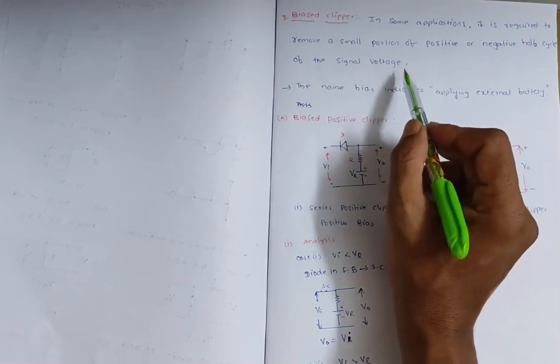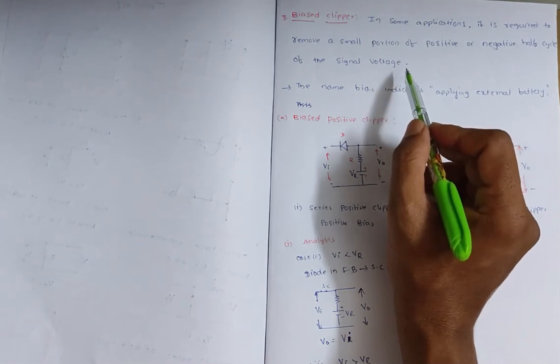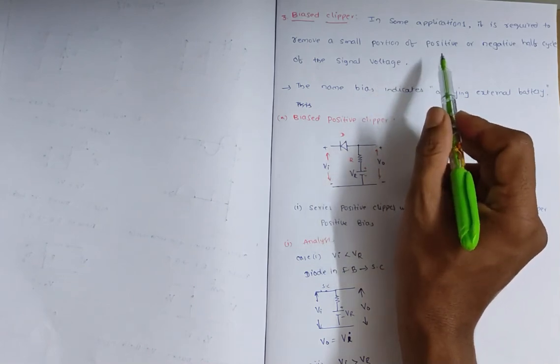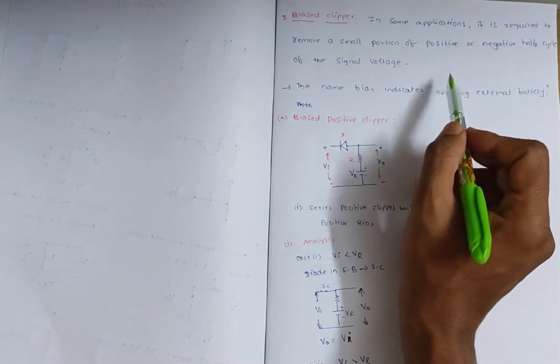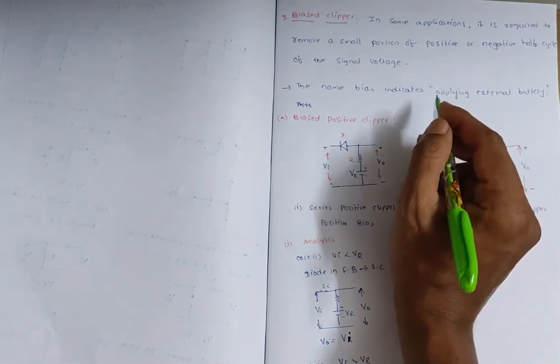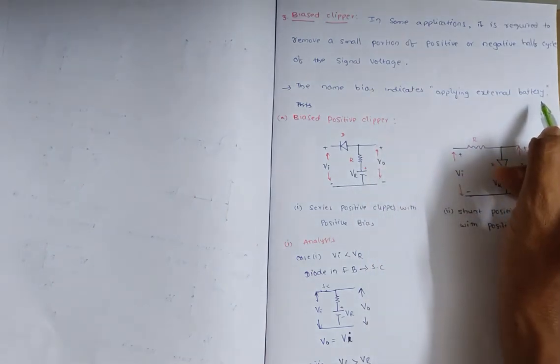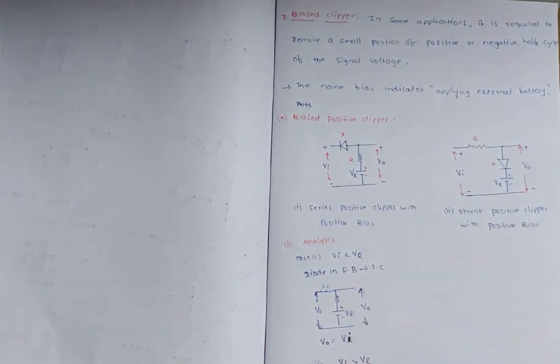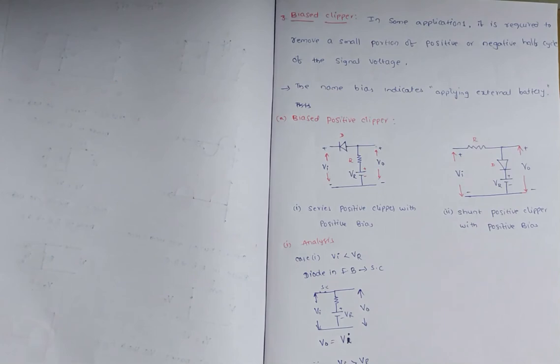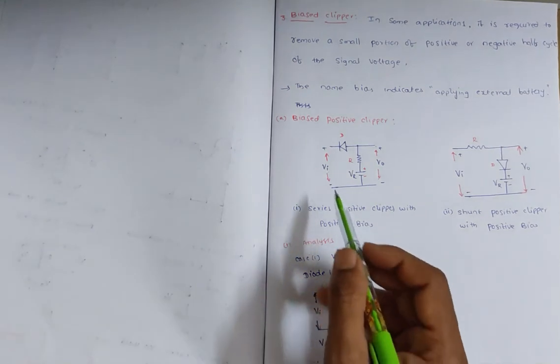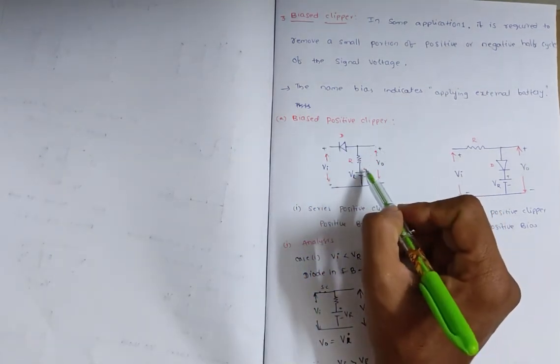But coming to the biased clippers, we are removing a small portion of either positive or negative half cycle of the signal voltage. Here, the name bias indicates applying an external voltage to the circuit. So we are adding the external voltage to the circuit in these circuits. Here, these biased positive clippers are represented.